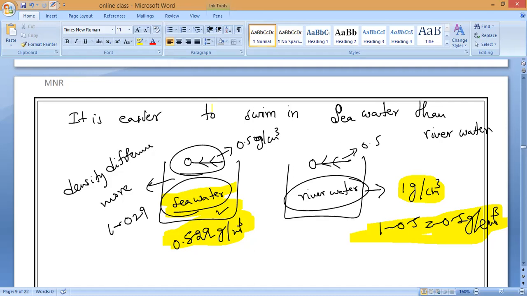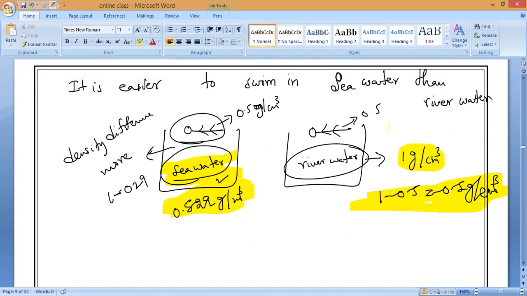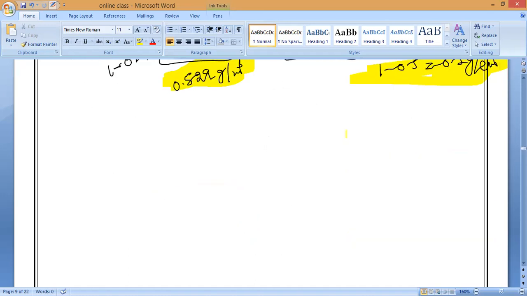Now, let us take one numerical and solve it. Later we'll go for applications of flotation. So please write the numerical, everybody. Example 1. Write the question, all of you.